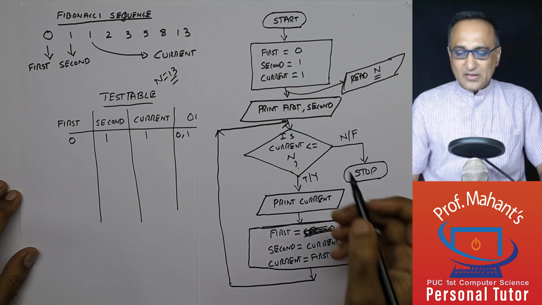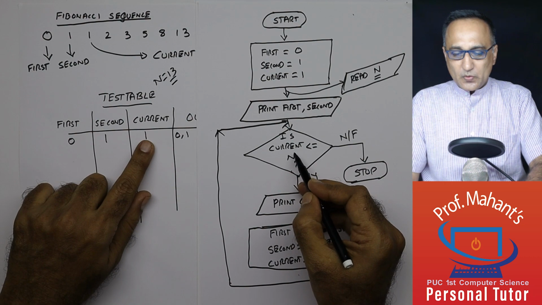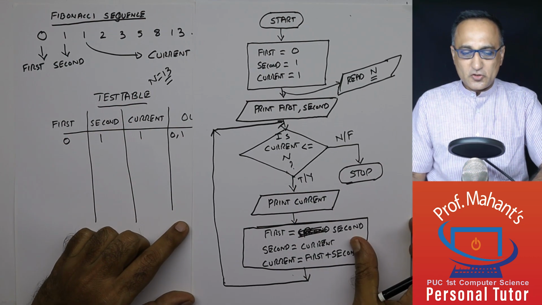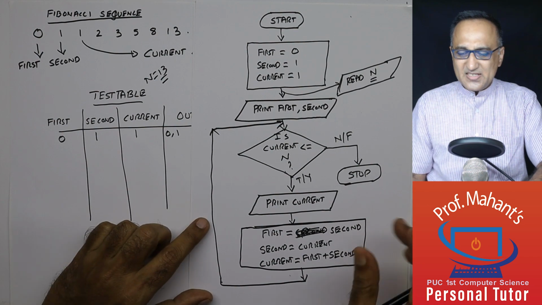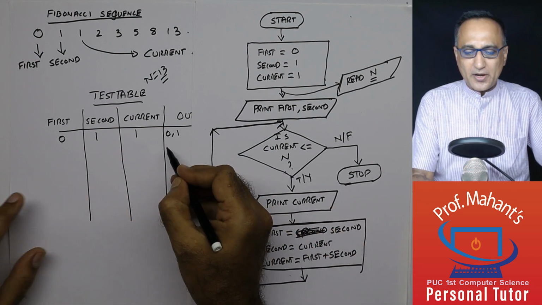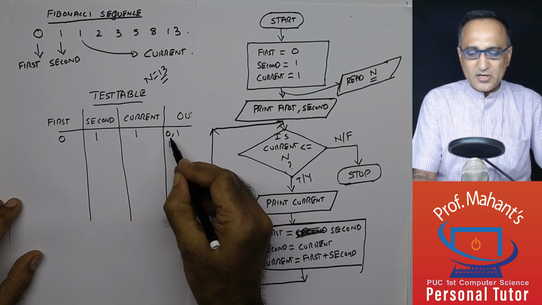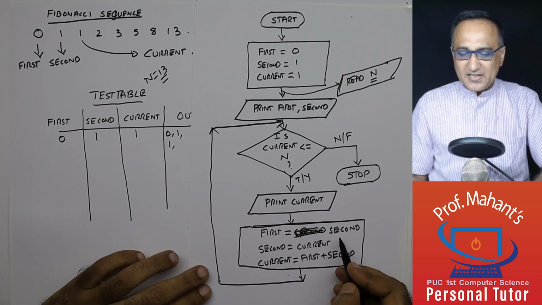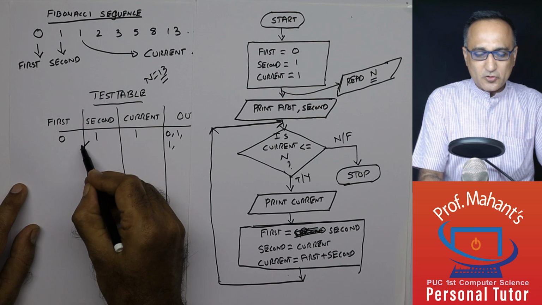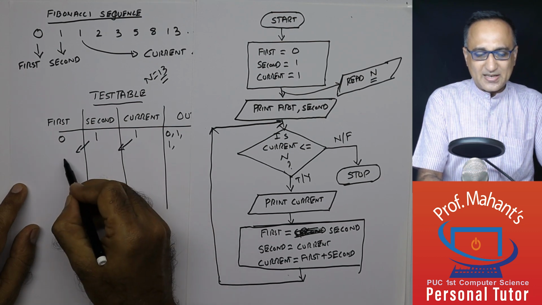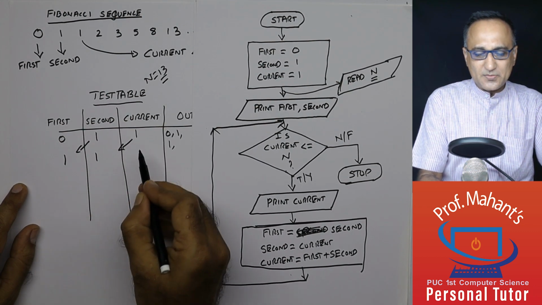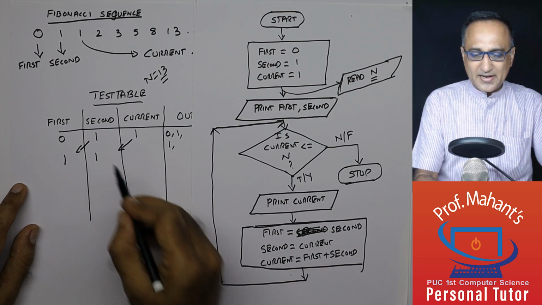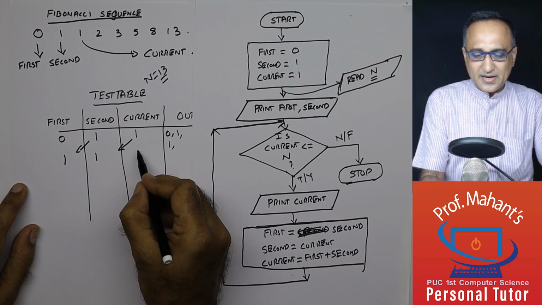All right. Current is 1. 1 is less than or equal to 13. This condition is true. Since this condition is true, I am printing the value of current, which happens to be 1. So I have printed 0, 1 and 1. Now first takes the value of second. So think of this moving like this. This becomes 1, this becomes 1. Second goes to first, current goes to second, and current becomes first plus second.